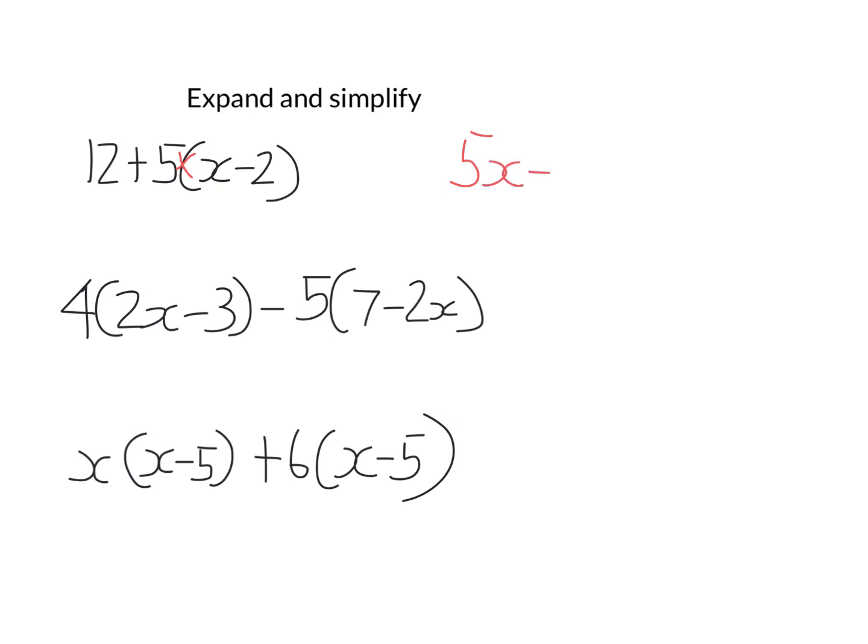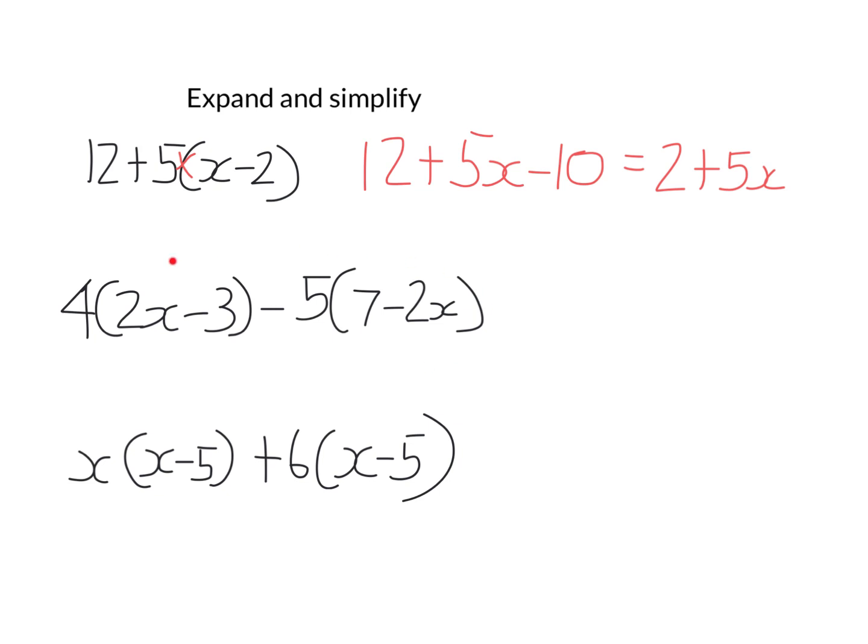5 times negative 2 is negative 10. We're leaving the 12 alone for now because we have to do multiplication first. So now that we've expanded, we have an expression where there are like terms. So we collect like terms. 12 minus 10 is just positive 2, and the 5x is left alone. It doesn't have any like terms. 2 plus 5x is our final answer.